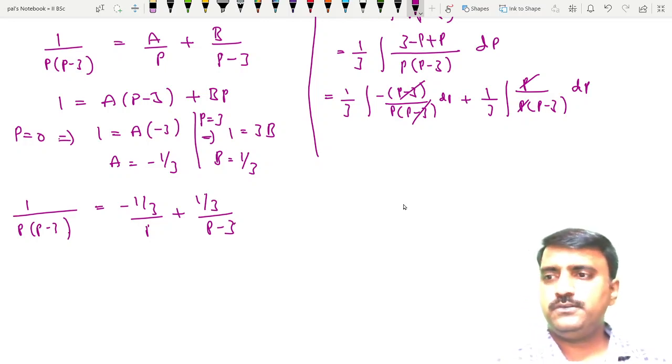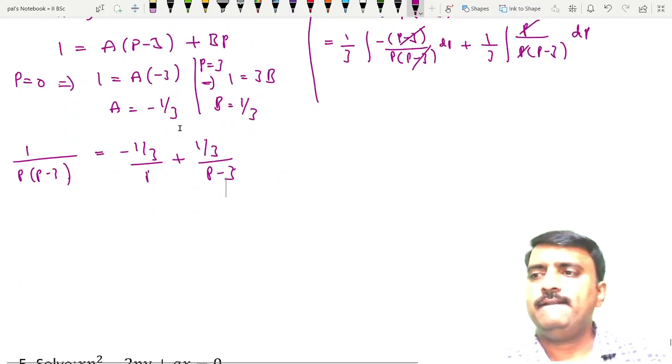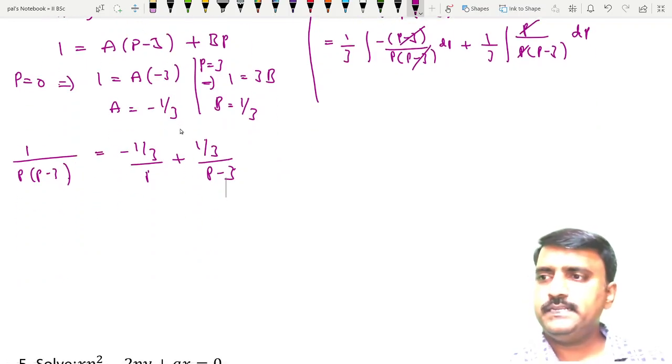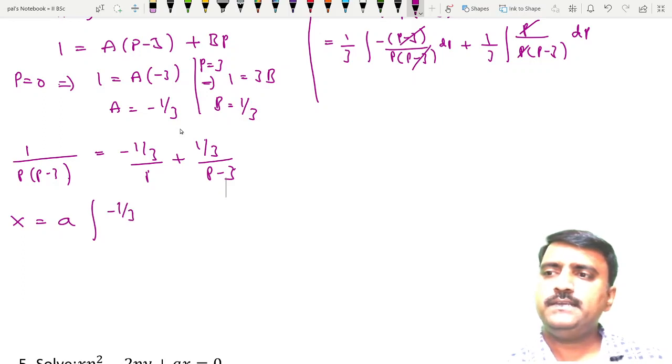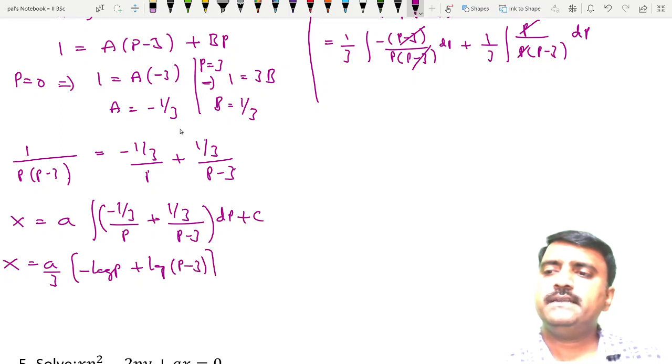Okay. So therefore we have integration of dx is equal to a into integration of minus 1 by 3 by p plus 1 by 3 by p minus 3 into dp plus a constant of integration, you take it as c. So integration of dx is x. Now x is equal to a into, you can take 1 by 3 as the common factor. So this is a by 3 into integration of 1 by p is log p, so it is minus log p plus log of p minus 3 plus constant c.